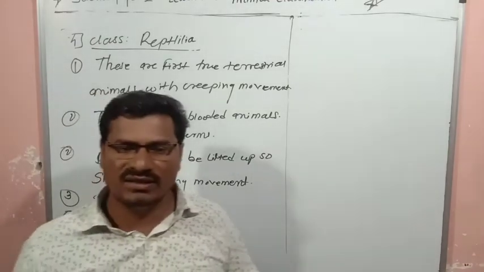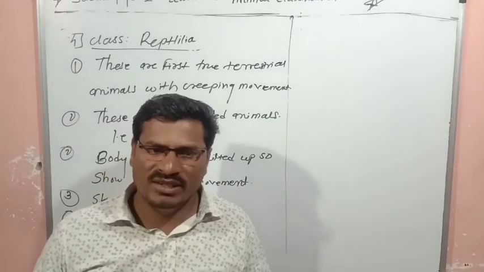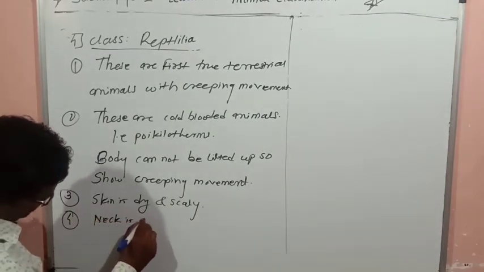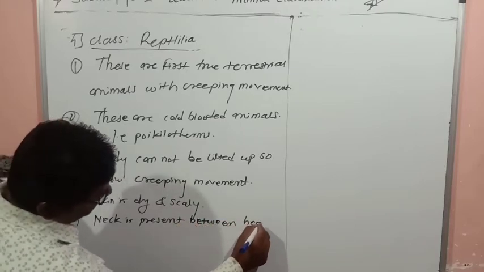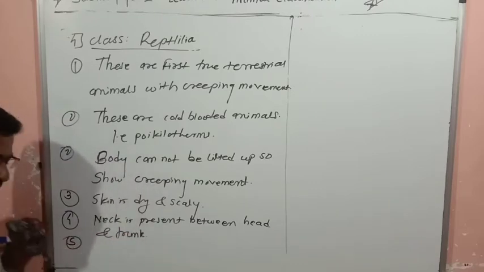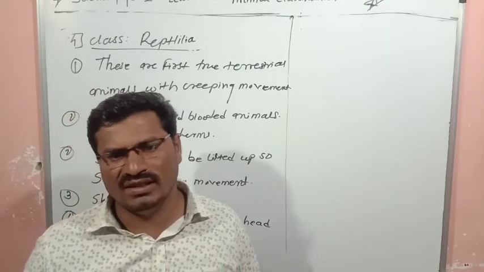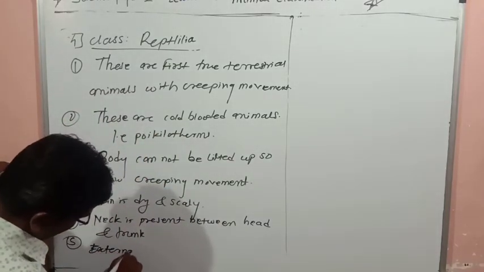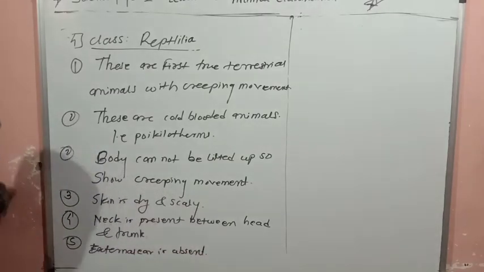The fourth characteristic is that neck is present between head and trunk. Neck is present between head and trunk. Now the fifth characteristic: external ear is absent.